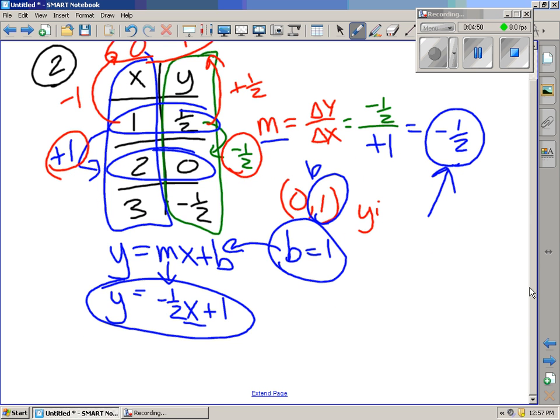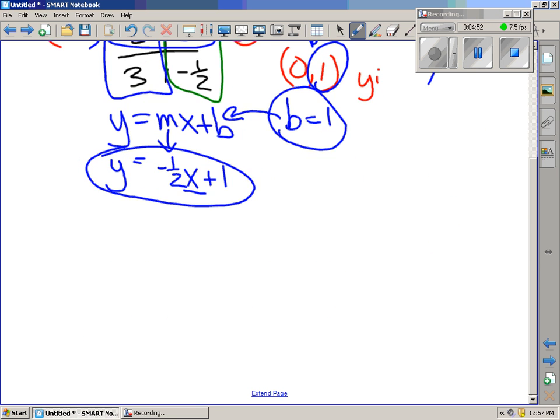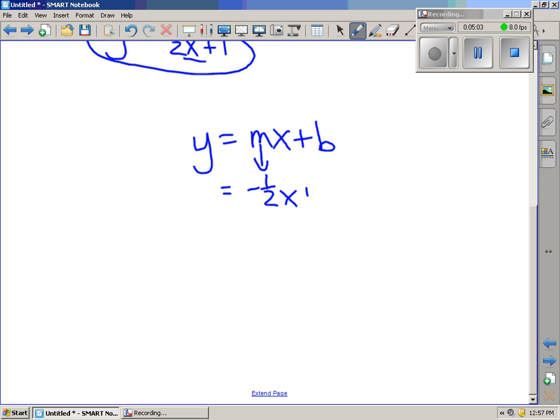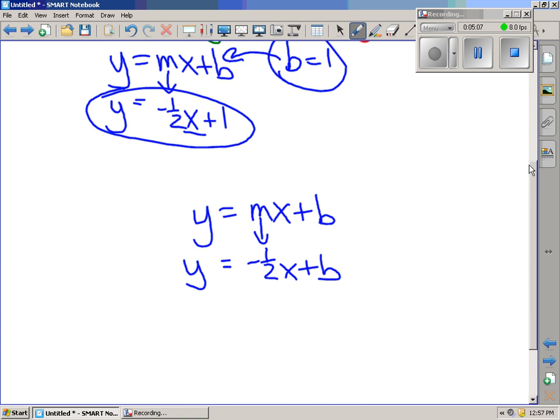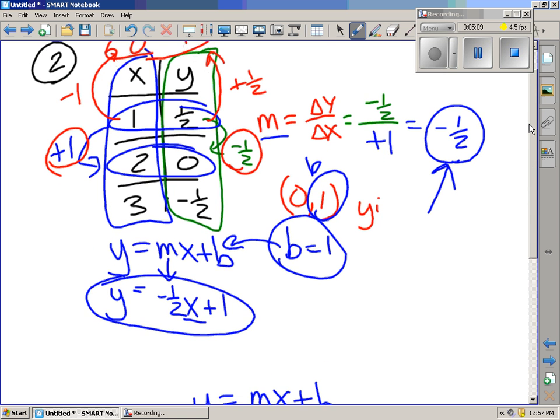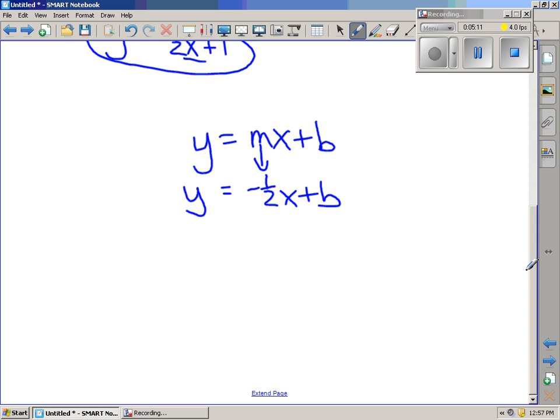Let's also use the other method for solving for the y-intercept. So we're going to write out y equals mx plus b, and we're going to plug in -1/2 for m. And then we're going to go up to our table and choose one point. So I'm going to choose the point (2, 0). X is 2, so we're going to plug that in for x.